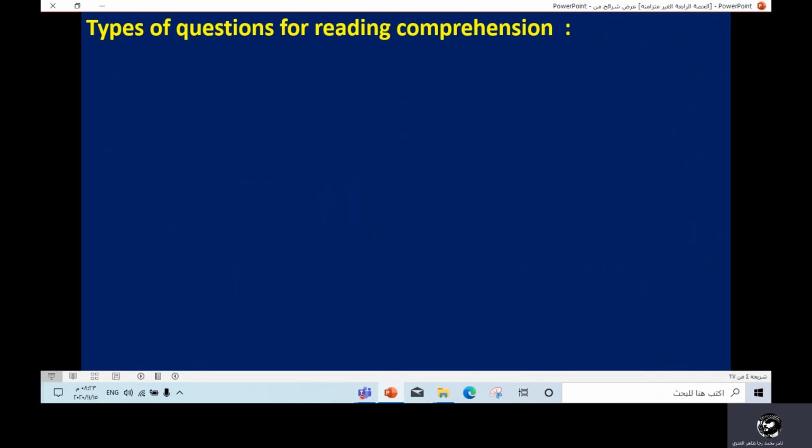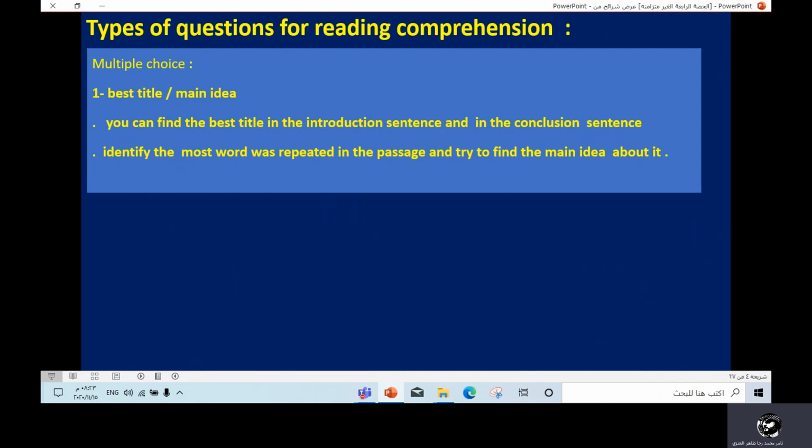So let's start with the first one, the best title or the main idea. How can you identify the best title or the main idea? You can find the best title in the introduction sentence in the text, or maybe in the conclusion sentence, or maybe you have to identify the most repeated word in the passage and try to find the main idea about this word.